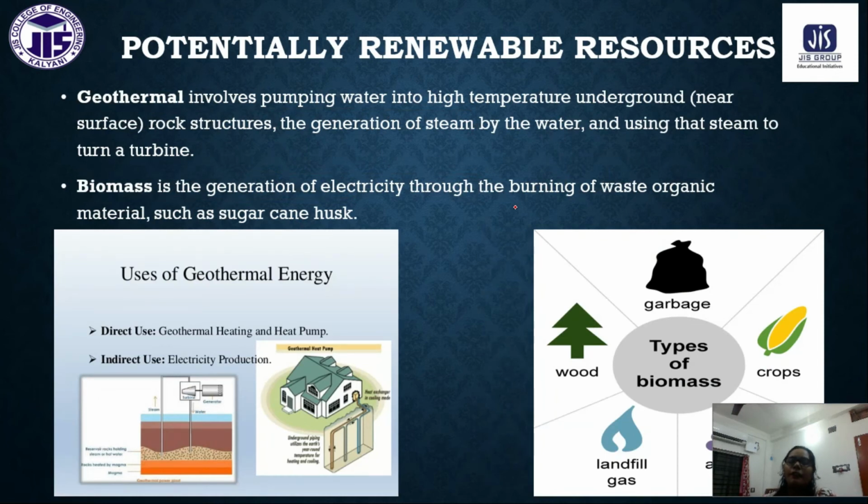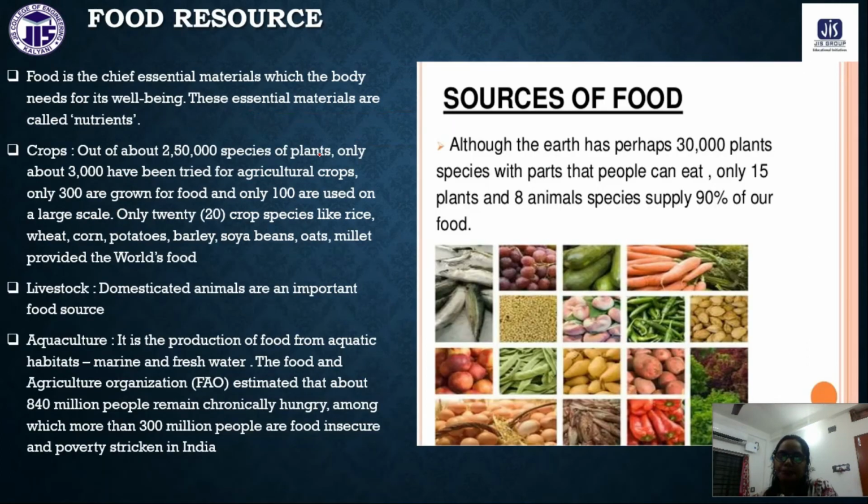And one more thing we have is geothermal. Geothermal involves pumping water into the high temperature underground, generating steam from the water and using that steam to turn a turbine. Thus electricity will be generated. So this is called the geothermal process. And we also know that biomass, that means all types of organic waste, can also be used for the generation of electricity. So this is all about the potentially renewable resources.